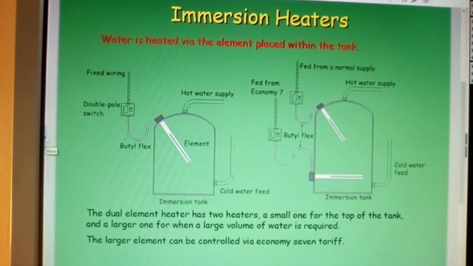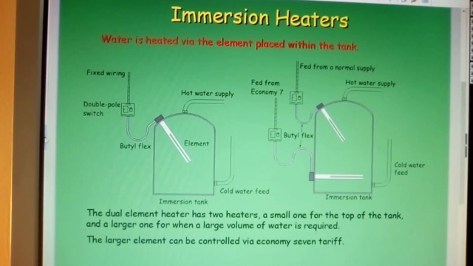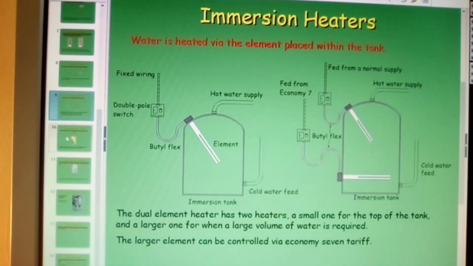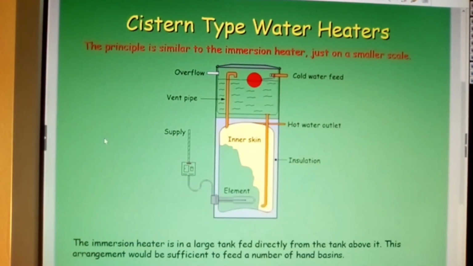Remember that Economy 7 may no longer exist, or something else may have replaced it, but I doubt if there has been anything that has replaced it due to the fact that energy has become quite expensive. Okay. Cistern type water heaters.